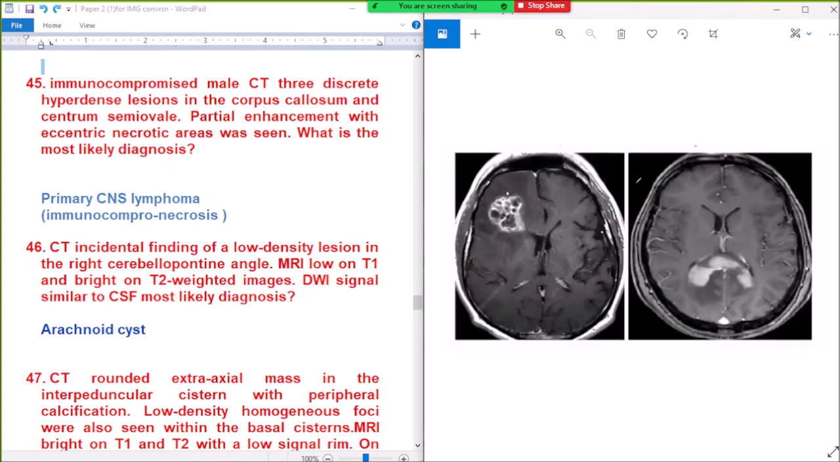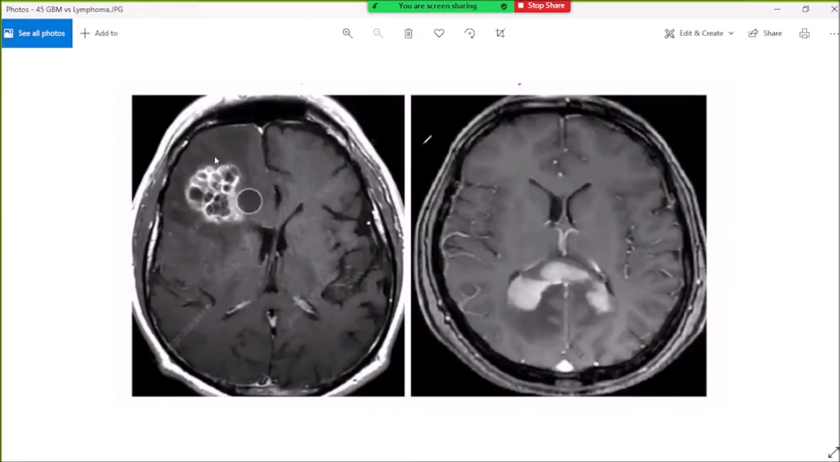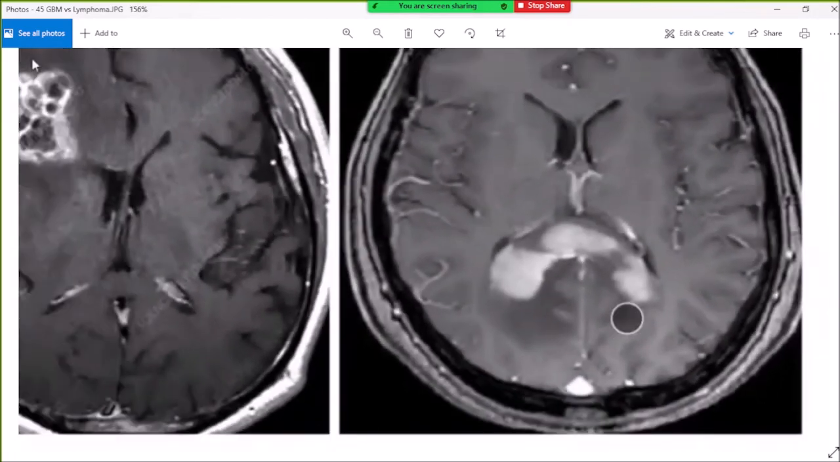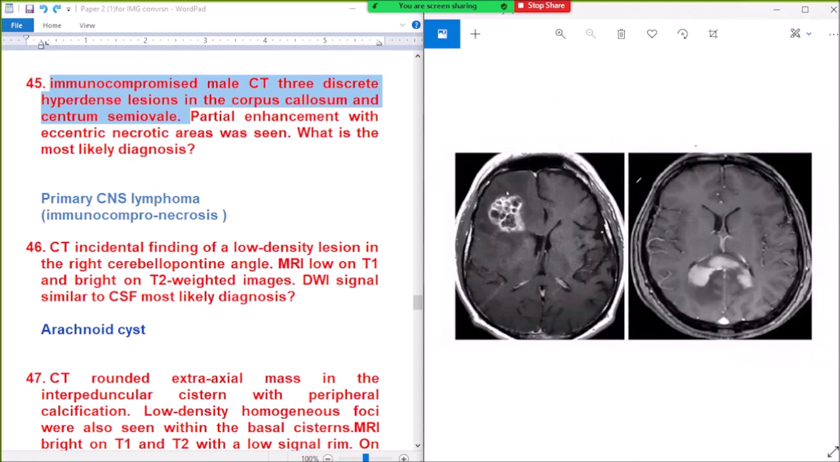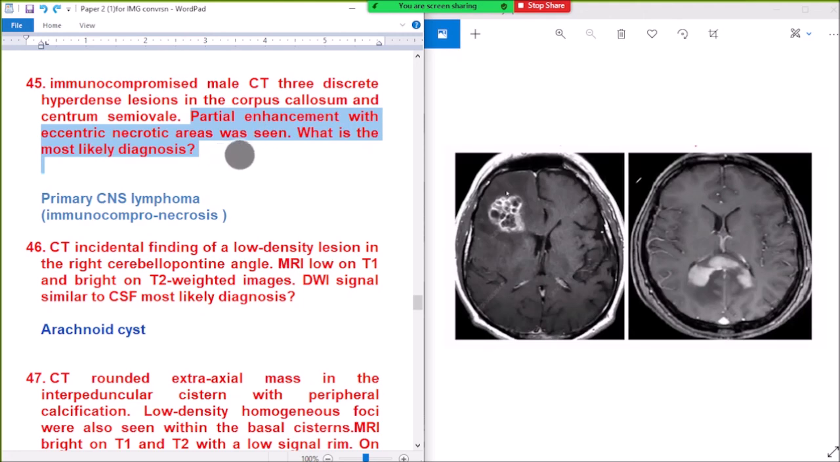Question 145. Immunocompromised male patient, CT scan shows three discrete hyperdense lesions in the corpus callosum and centrum semiovale. First of all, this is not glioblastoma multiforme. This is lymphoma, CNS lymphoma. Now we are discussing lymphoma. Discrete hyperdense lesions in the corpus callosum and centrum semiovale, but partial enhancement with central necrotic area was seen.